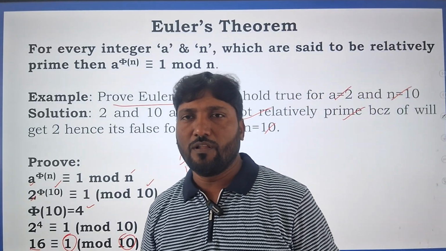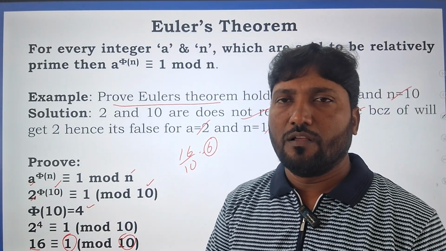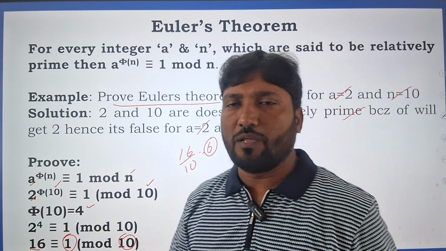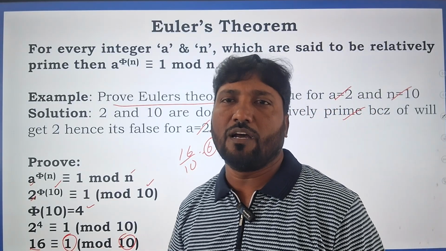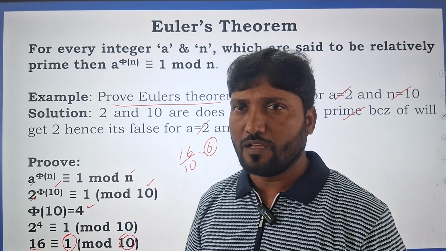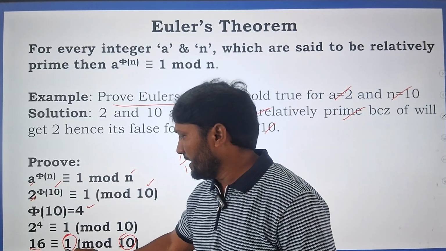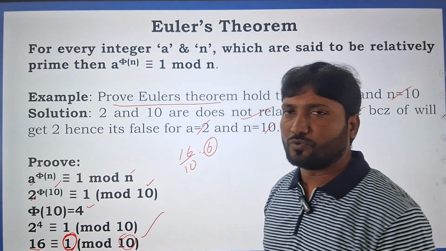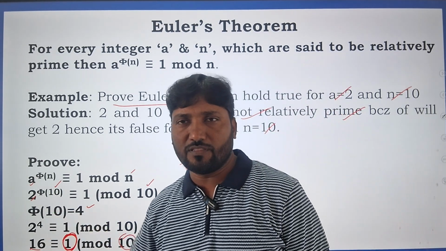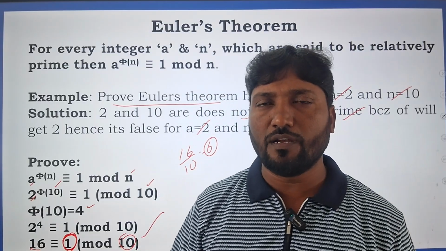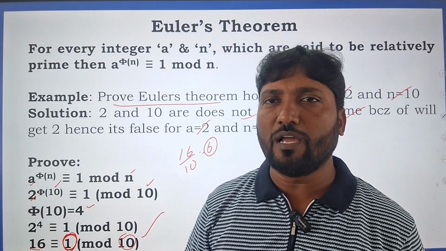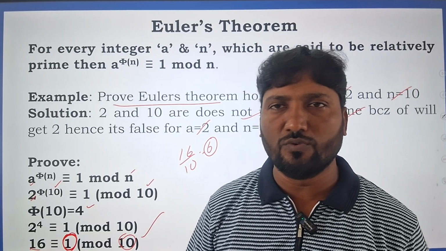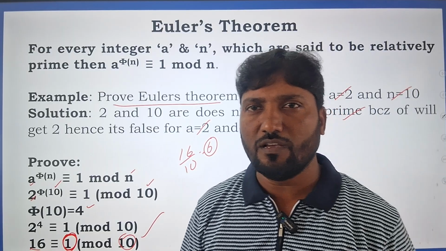That is a simple example of how we can check whether the given two values a and n are relatively prime by using Euler's theorem. Remember that only if the remainder value becomes 1, then it is true. If the value is not equal to 1, that cannot be considered as true for the given two numbers. This is called Euler's theorem.